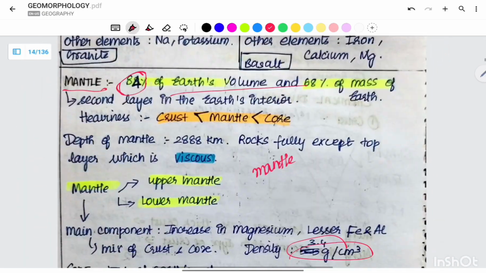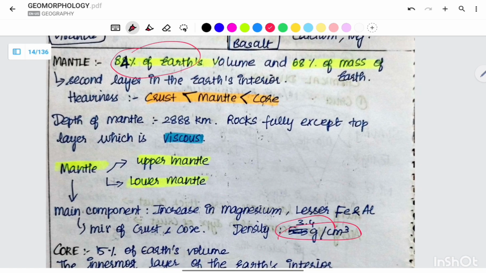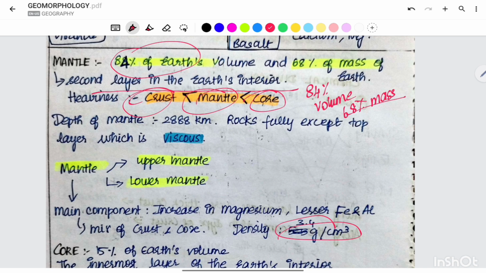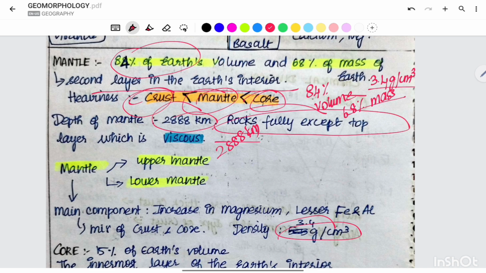Now once again, when we are going for the mantle, it states that 84% of the volume is mantle and 68% of the mass is the mantle. It's a second layer and the heaviness order is crust, mantle and core. The density is 3.4 gram per centimeter cube. The depth is 2888 kilometer. The rocks are full rocks except the top layer, which is viscous.